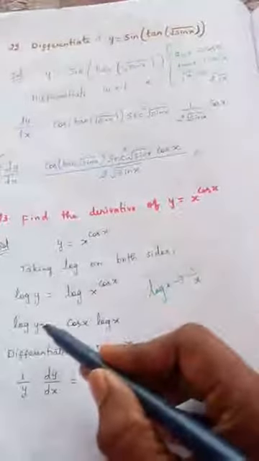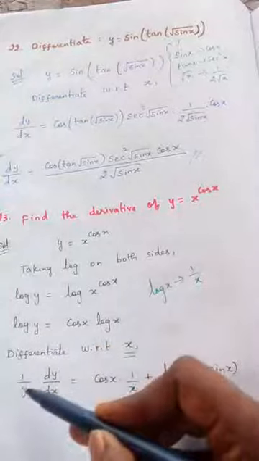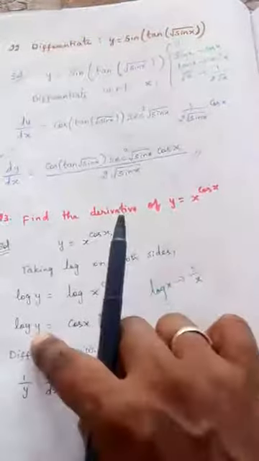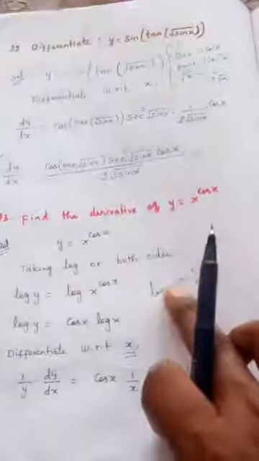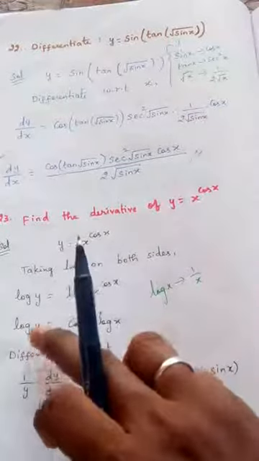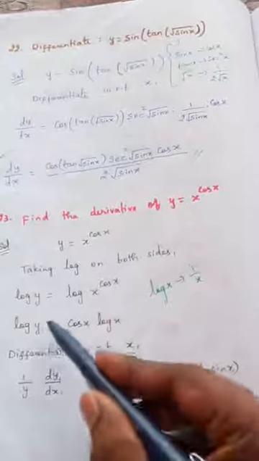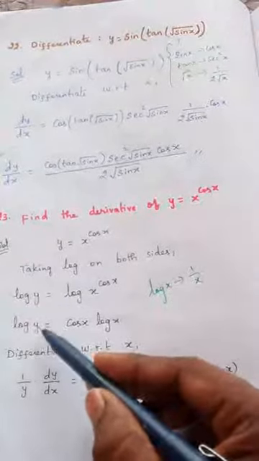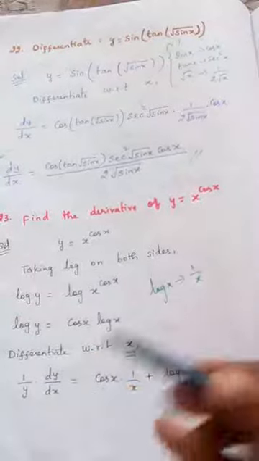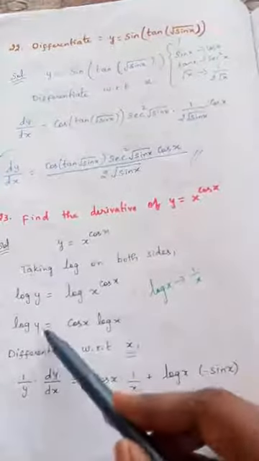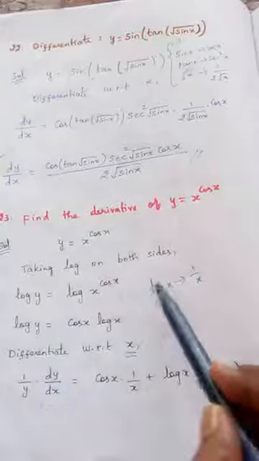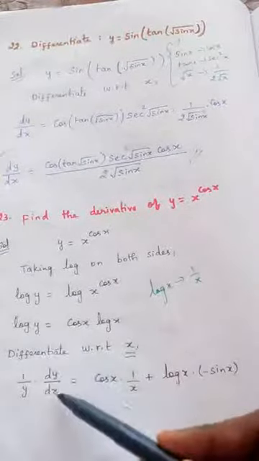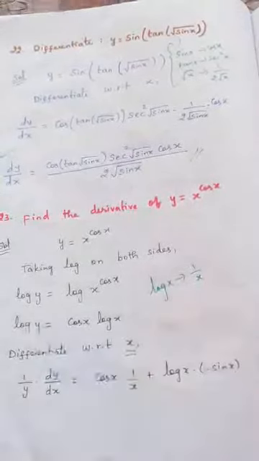But since log y is present, after writing 1 by y, we should not stop, because in place of x, we are having y. So what we have to do? Differentiate y again. When you differentiate y again, what you will have? dy by dx. Again I repeat, log y gives 1 by y, but in place of x, y is present. So differentiating y again, dy by dx.